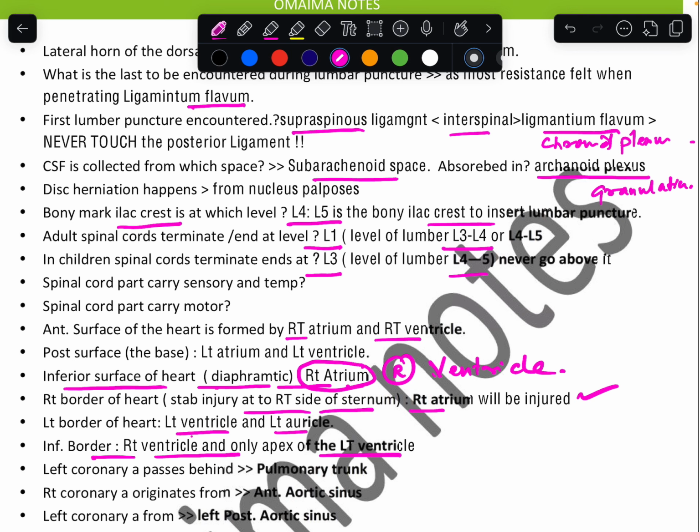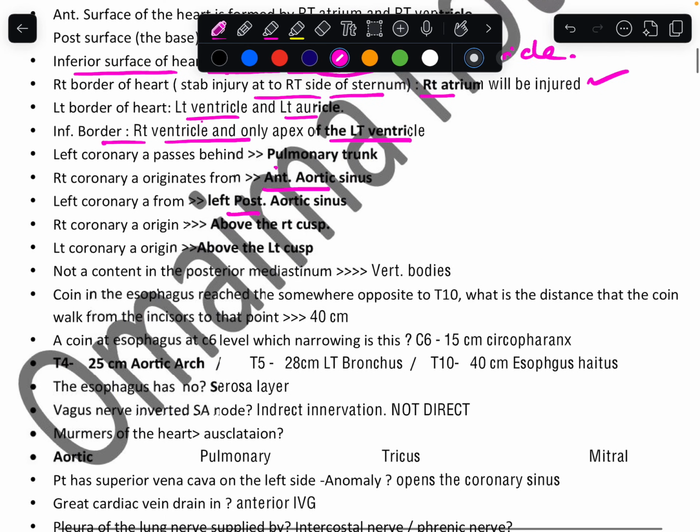Left coronary passes behind the pulmonary trunk. Right coronary originates from the anterior aortic sinus, left coronary from the posterior aortic sinus. This is important.